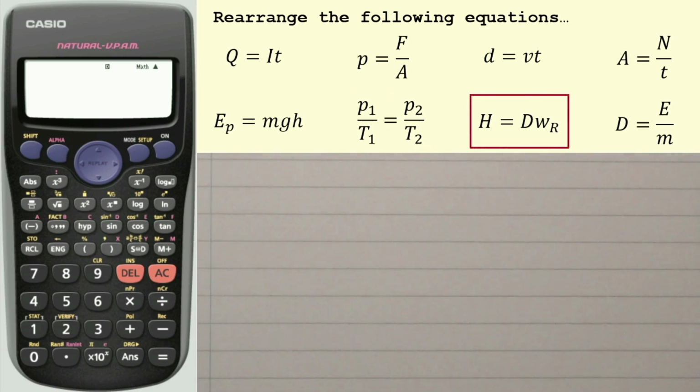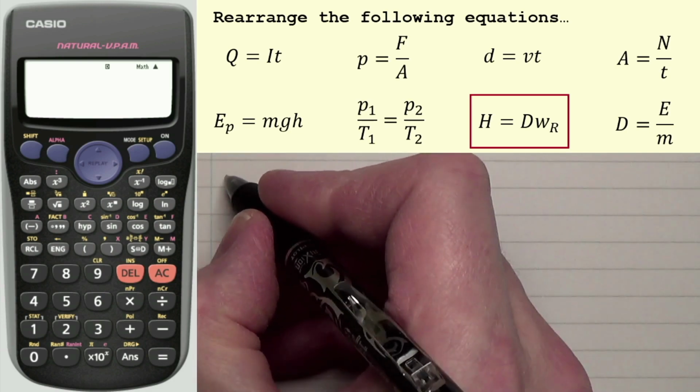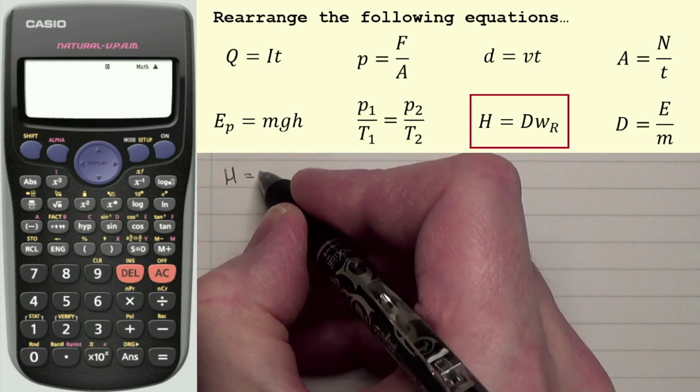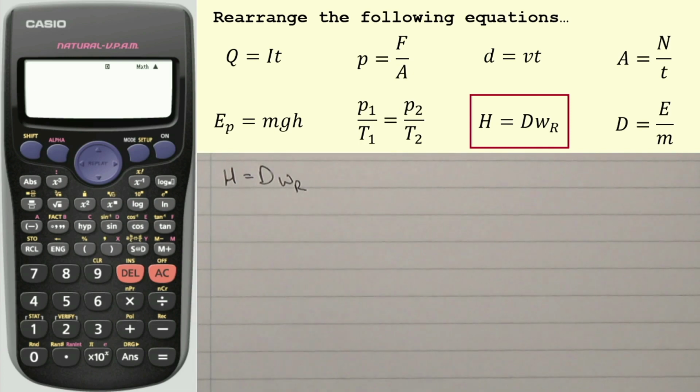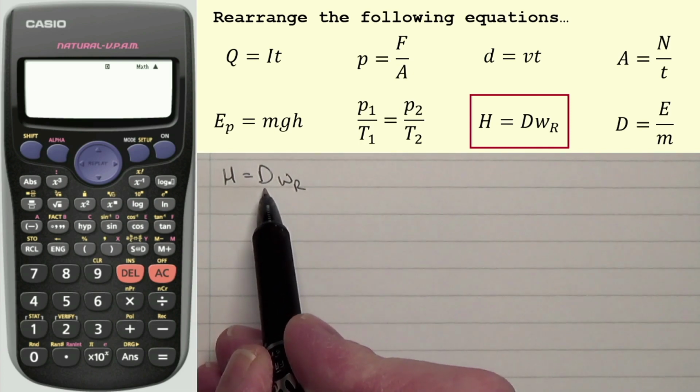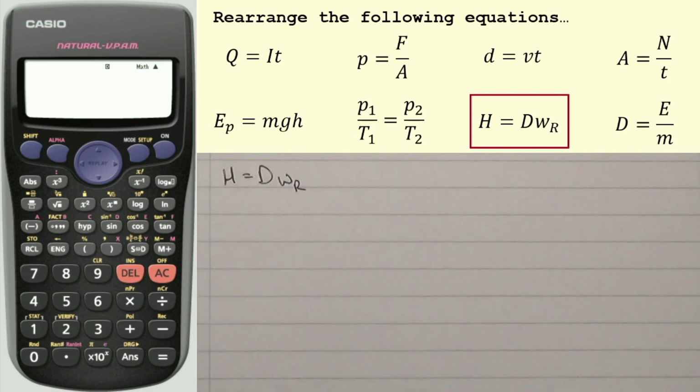The next one is H is equal to D times WR. So we'll write it down first. H is equal to D times WR. And of course I would like you to rearrange first of all to make D the subject, and then second of all to make WR the subject. And if you can pause now.